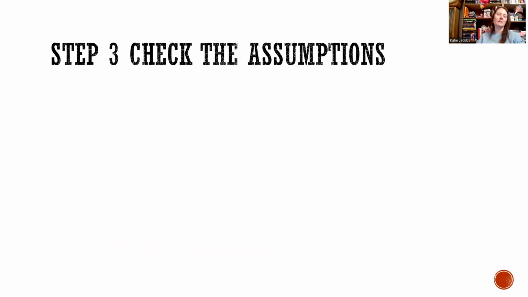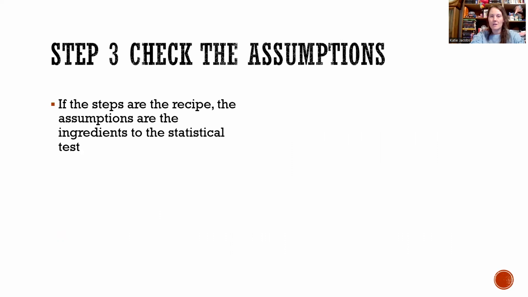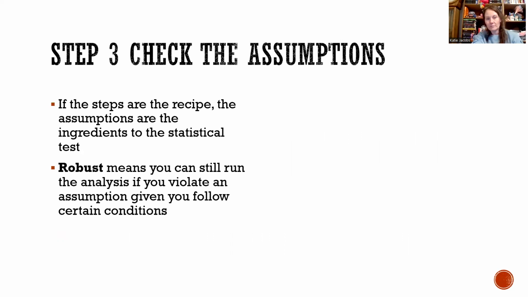All right, so that moves us on to step 3. So step 1, we had to determine which statistical analysis we were doing. Step 2, we wanted to write our hypotheses. Step 3, we're going to check our assumptions. Okay, so again, if these steps are our recipe, our assumptions are the ingredients to our statistical analysis. These ones will change depending on what analysis we're doing during the week.